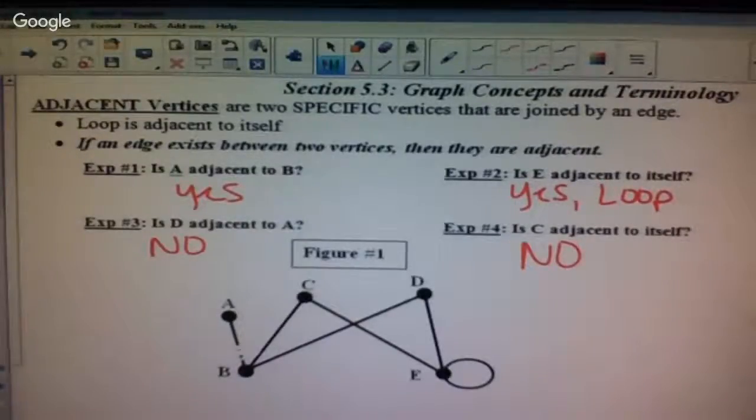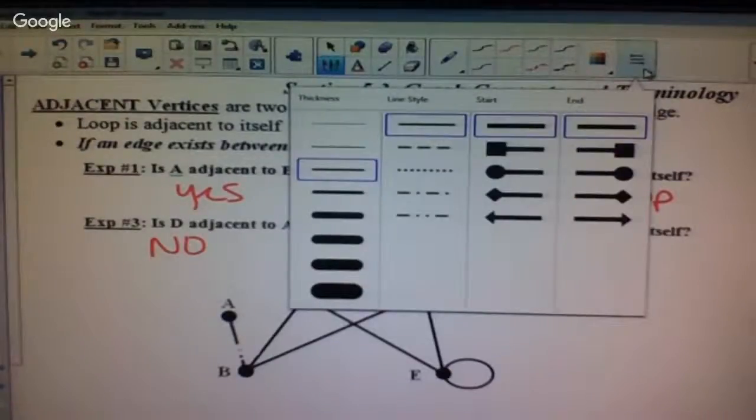Where's my white? I need a bigger one than that.